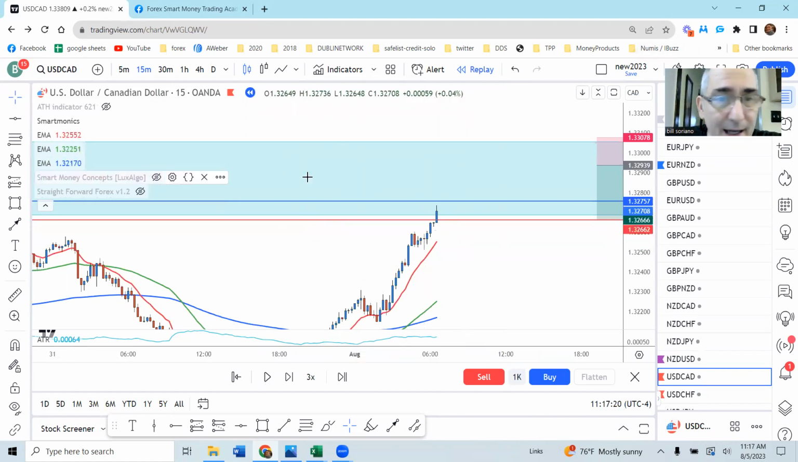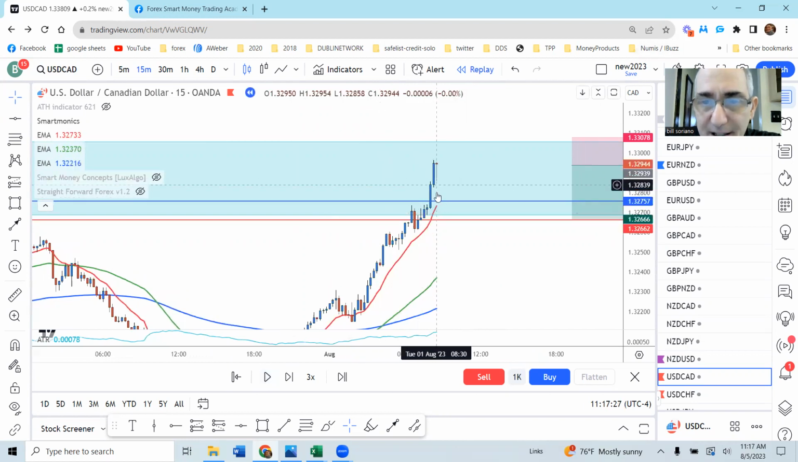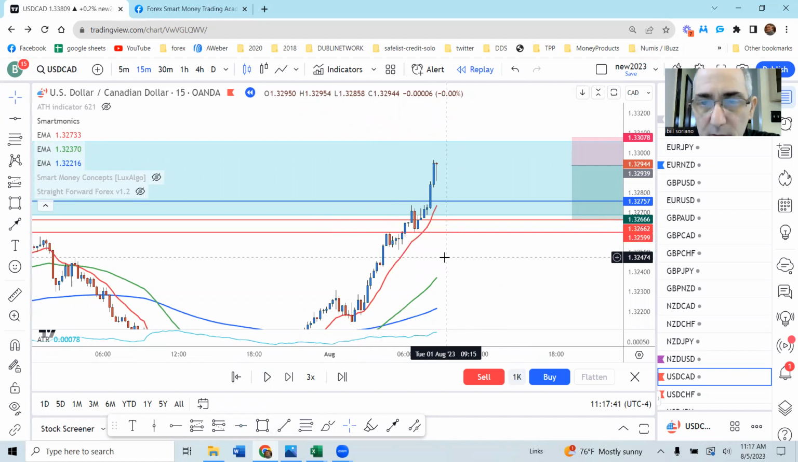Okay, so let's see what happens here. There's our point of interest right there. Right there, our point of interest gets hit, right? Price climbs higher. So at this point, we would probably have our break of structure down here at this low, right?